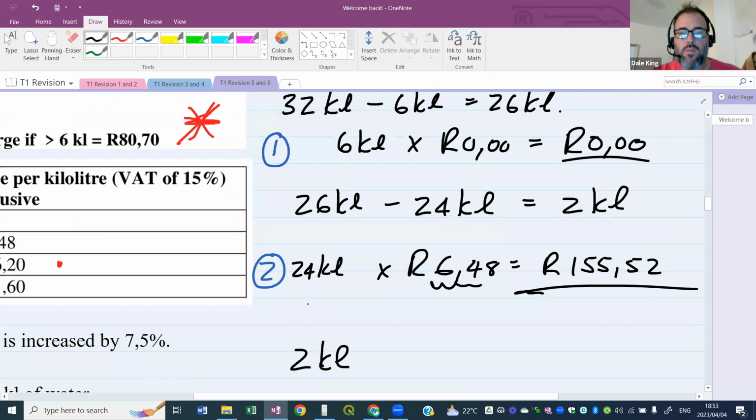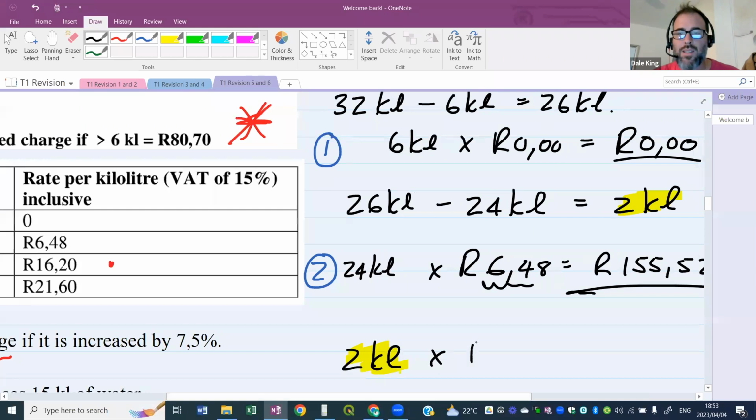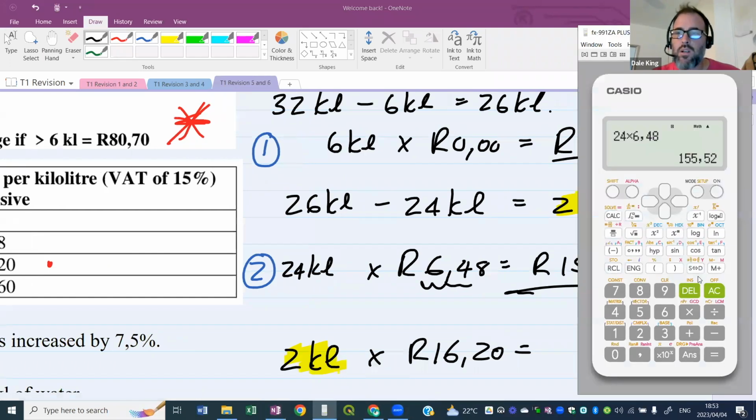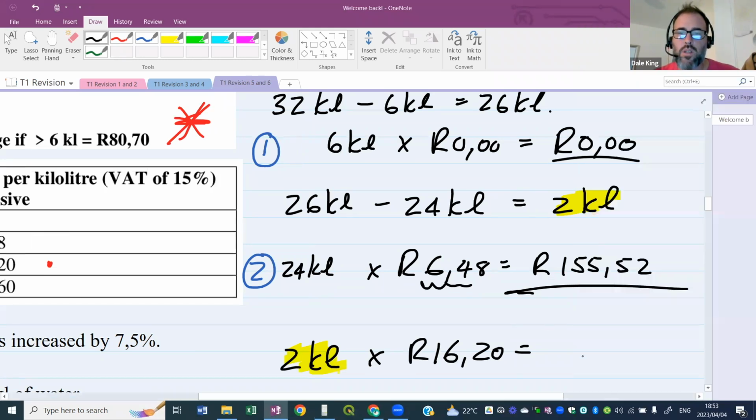2 kiloliters. Where does this 2 kiloliters come from? This is the remainder. All right. This 2 that is left, I charged at the third bracket's rate. And if I move to the side there, the third bracket's rate is 16 rand 20. Okay, so I've got to calculate that. So it's 2 times 16 rand 20, 32 rand 40.